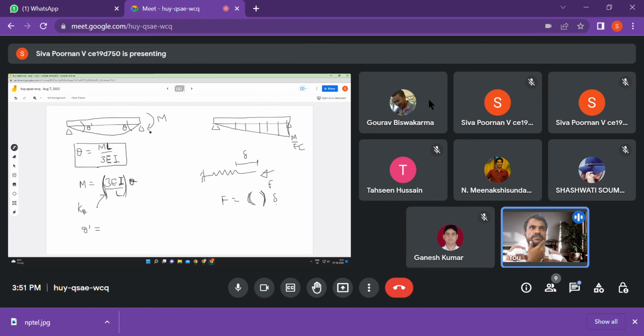So if I give a moment, the rotation at this point is ML by 3EI, and the rotation at the other end is going to be half of it, which means it's going to be ML by 6EI. Okay. Now if I rearrange this, I will get M is equal to 6EI by L into theta dash. So this is also stiffness of the system, but it depends on what is k theta dash.